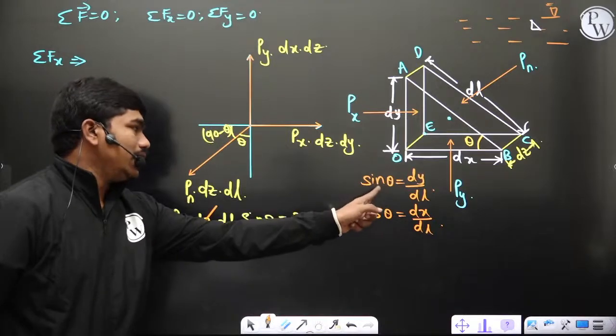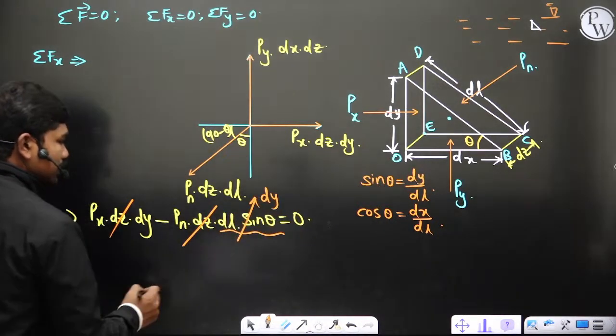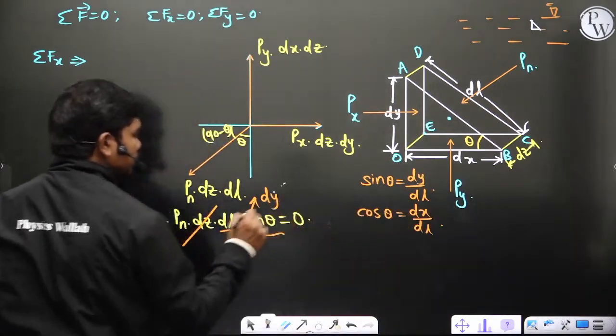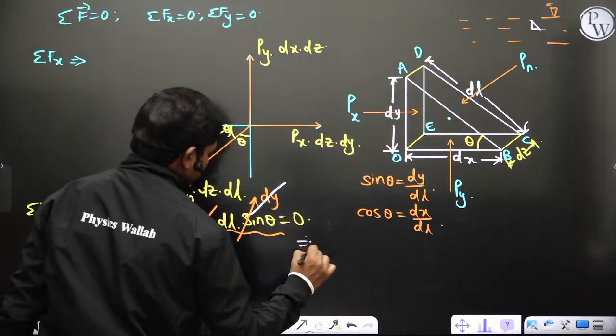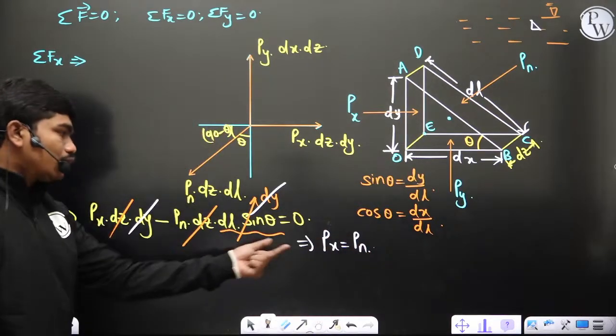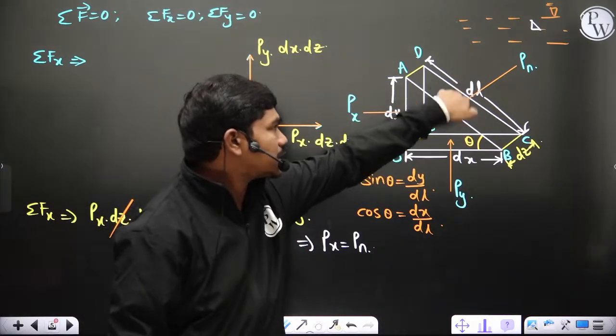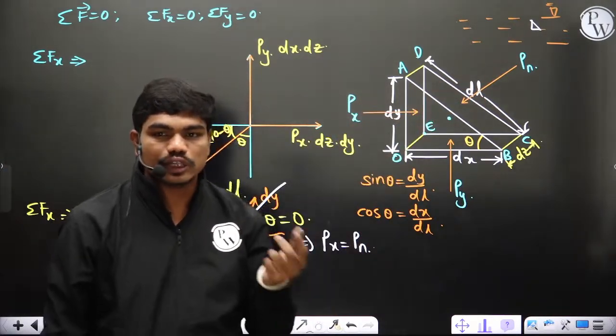So this dl into sin theta, which is this term, can be written as dy. If this is written as dy, then definitely this dy and this dy get cancelled, so we have px is equal to pn, and clearly this outcome is independent of theta. That means the pressure acting in this direction and the pressure acting in some arbitrary direction are also the same.